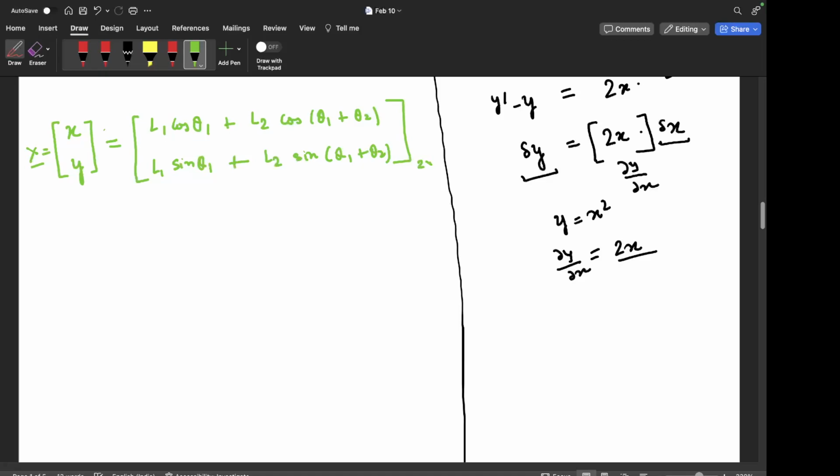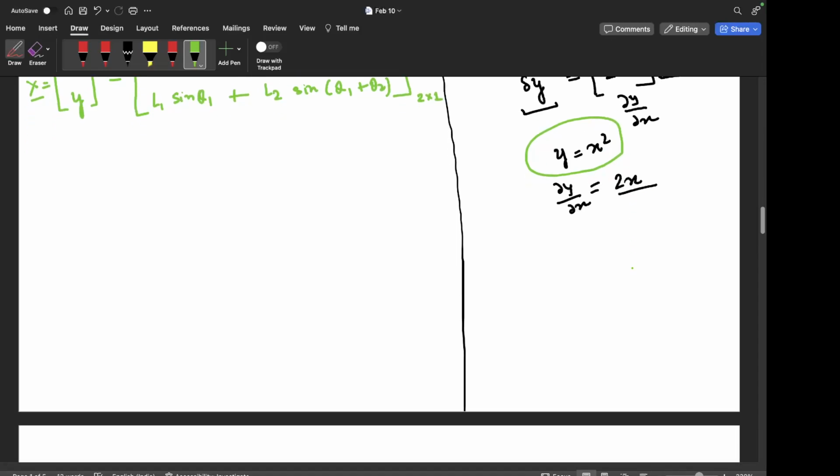Okay, so let's do it thoroughly, right? So this is a 2 cross 1 vector, right? Now in this case, which you saw here, what we have is a scalar function, and we are deriving it with respect to a scalar quantity x, right? Now let's take another example.